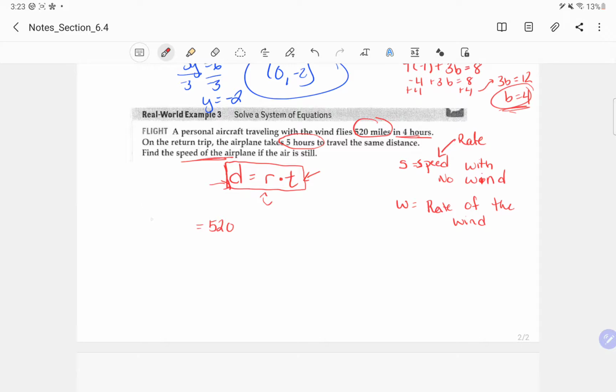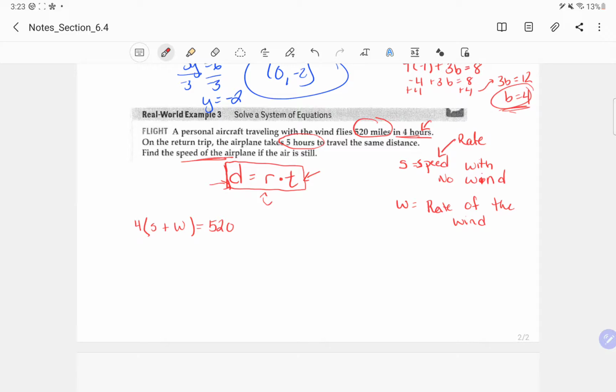So basically what I know is if I take my distance, my 520 miles is my distance, and then my time, so my first time is 4 hours. So I take my 4 and I multiply that times my rate. Okay, on the way there, I'm going with the wind. So I have the speed of the airplane plus the wind. They're working together, so I'm going to add them together.